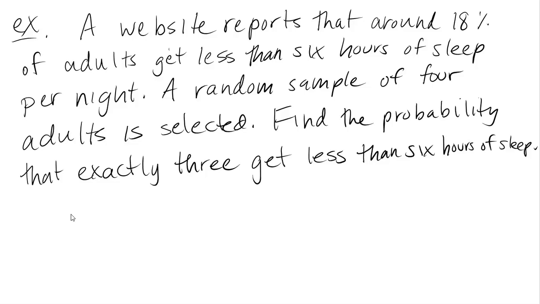Okay, first things first, let's back all the way up. If we're going to use a binomial approach, then we have to verify that this is a binomial probability experiment. There have to be a fixed number of trials, and each trial has to have 2 categories of outcome. But we have both of those here. We have a fixed number of trials because we're selecting 4 adults, and for each of those trials there are 2 outcomes. Either the person does or does not get less than 6 hours of sleep.